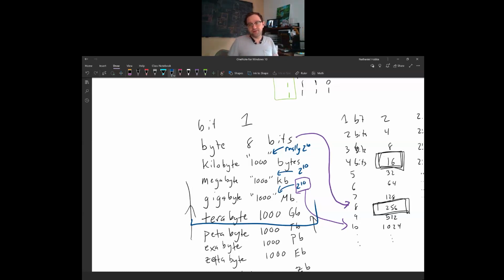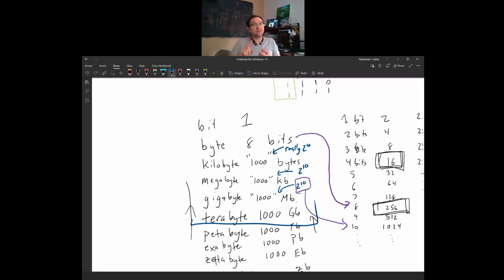Exabyte, zettabyte, these are just what comes next. But there's nothing that I imagine anybody would be dealing with in the real world anytime soon, unless you're really working on the forefront of stuff.